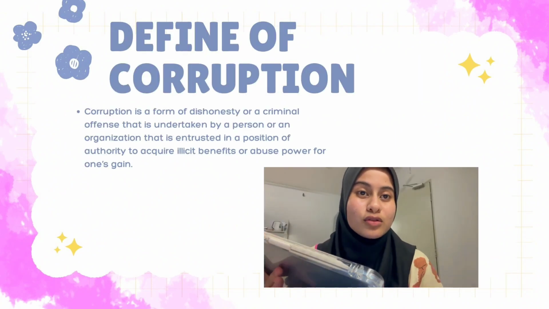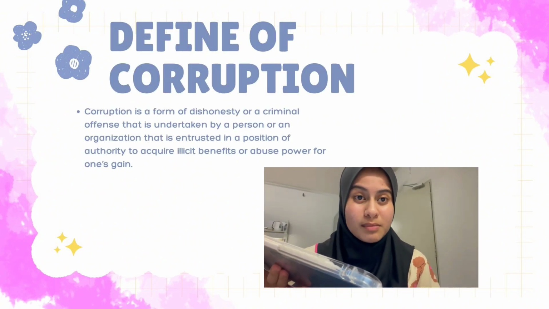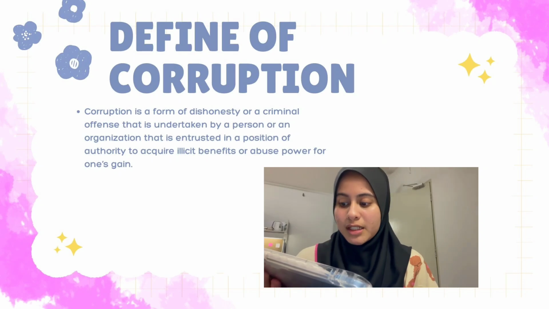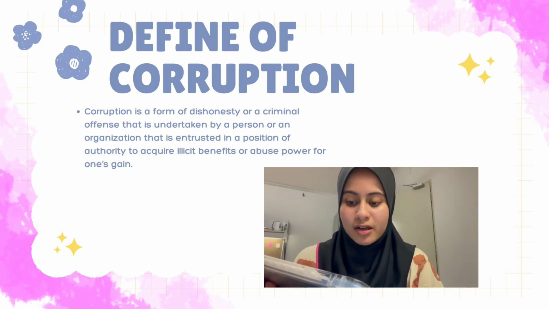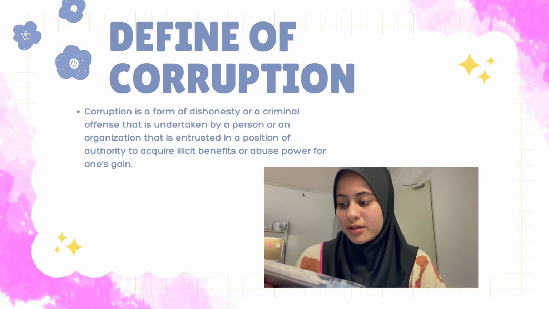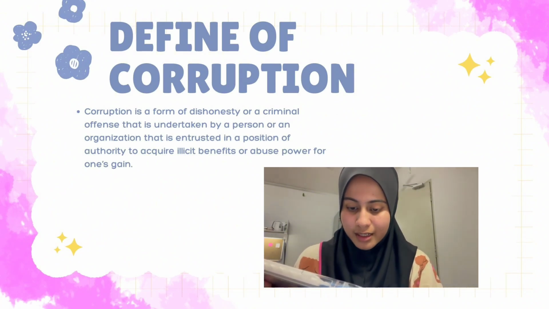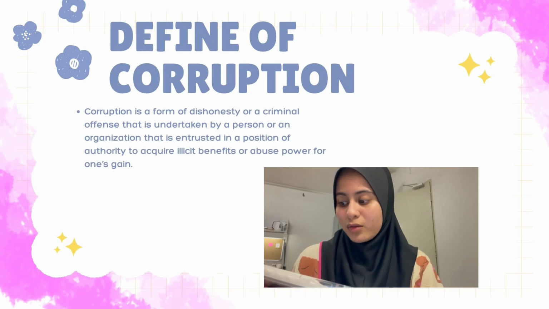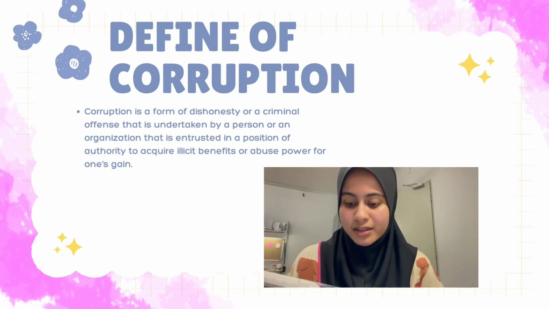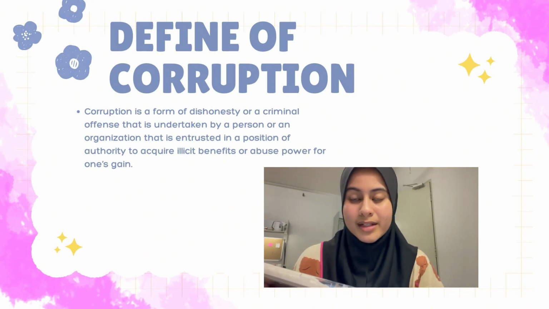Hi, today I want to talk about the definition of corruption. Corruption is a form of dishonesty or a criminal offense that is undertaken by a person or an organization that is entrusted with a position of authority to acquire illicit benefits or abuse power for one's gain.